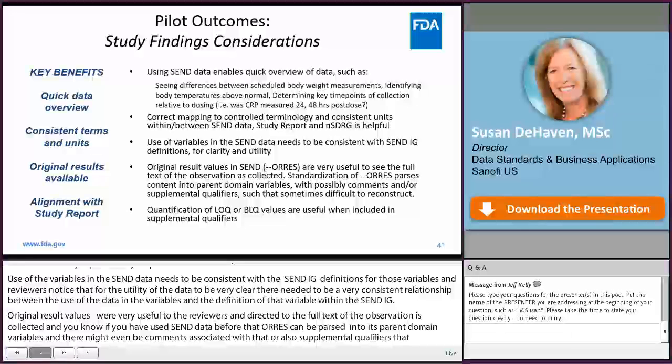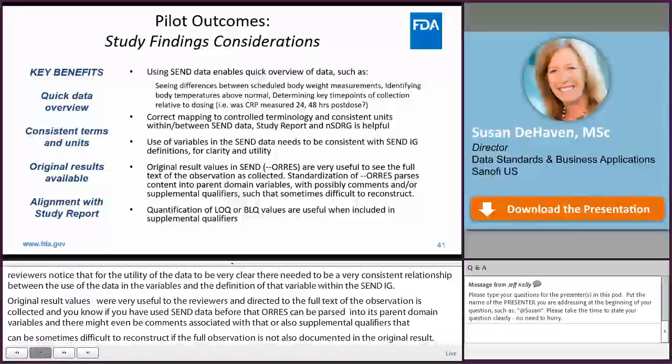And reviewers were able to use supplemental qualifiers in order to make the relationship between assay result data that is reported in summary in the study report and the individual results that are reported below limits of quantification. Supplemental qualifiers provide the quantitative values that were used in the study report for those below limit of quantification values. That reviewers found quite useful.